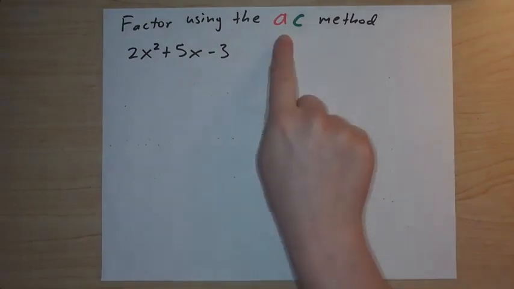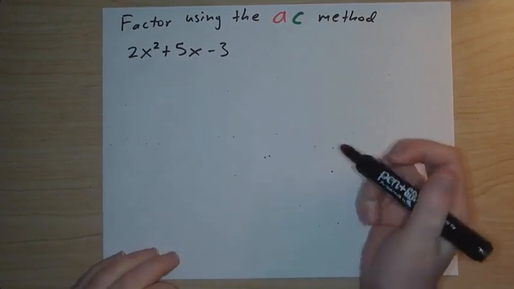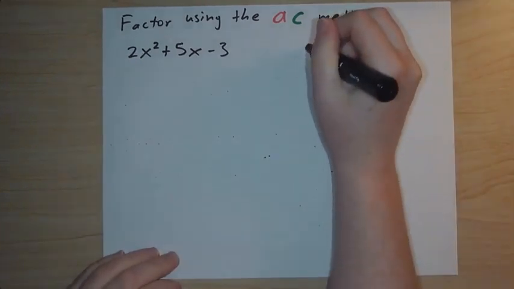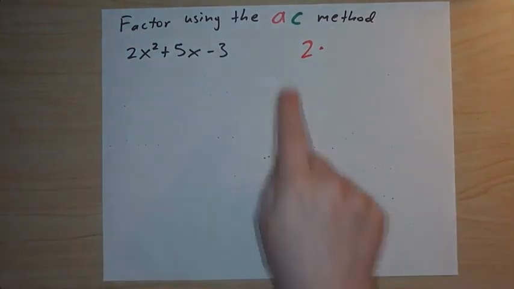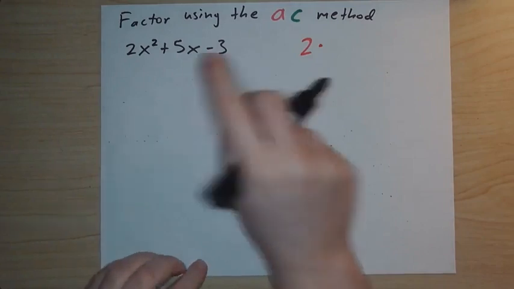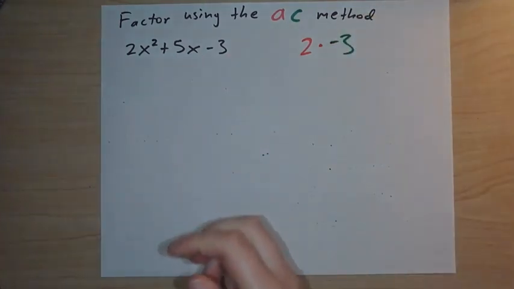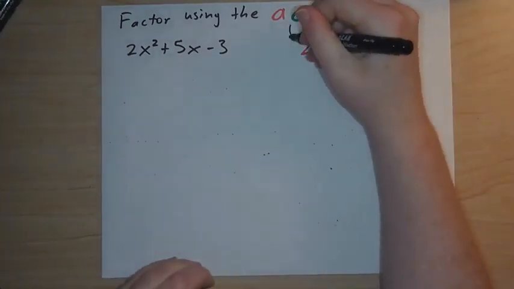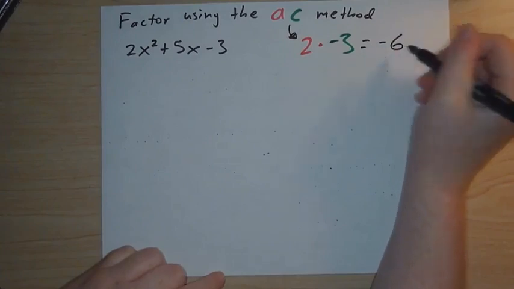So first we're going to figure out what A times C is. So our A is 2. And we're going to multiply that by our C, which is negative 3. So that's our AC, and that is a negative 6.